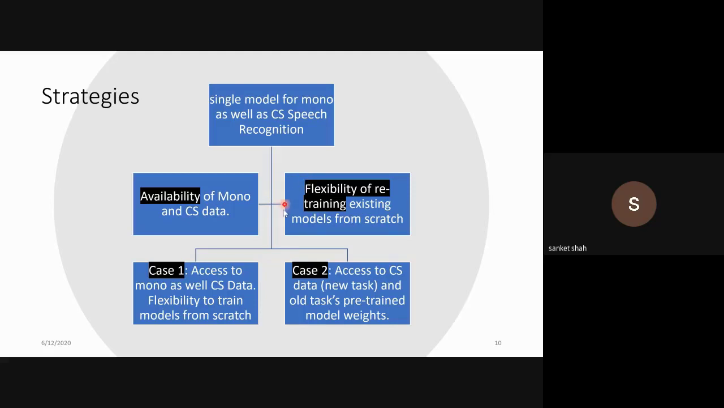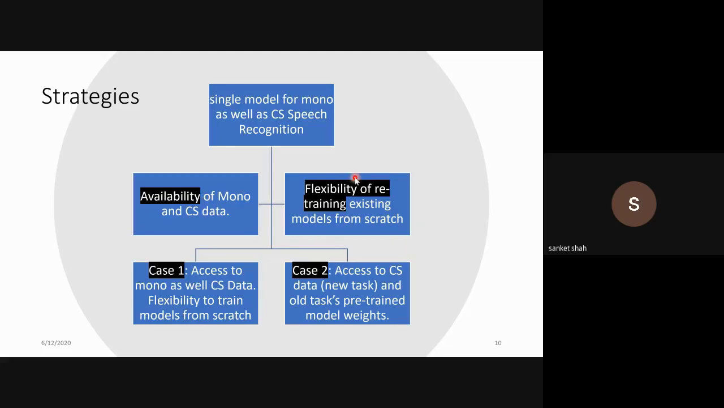The second constraint is the flexibility of retraining the existing models from scratch. State-of-the-art speech recognition models are trained on thousands and thousands of hours of data, and it probably takes a month to train such models. Now, if you suddenly come across this new task, which is code switching, do you really have the flexibility of retraining these existing models from scratch? Do you really want to retrain them and spend a lot of time again?